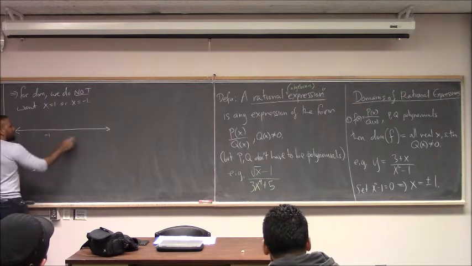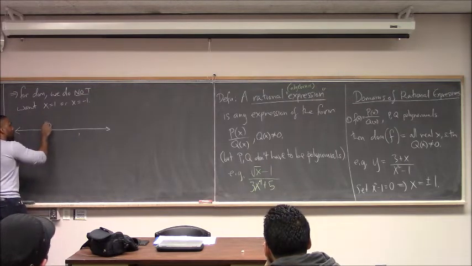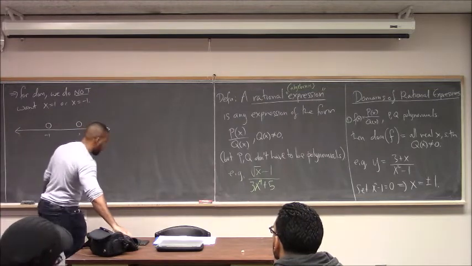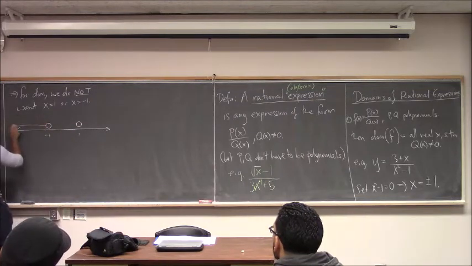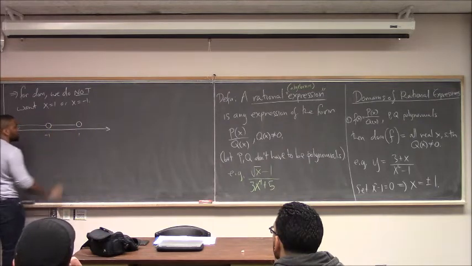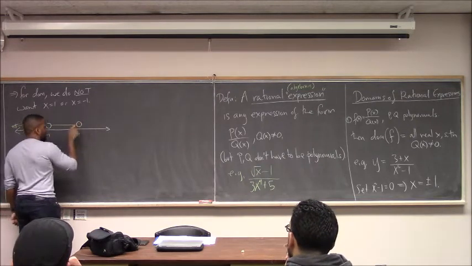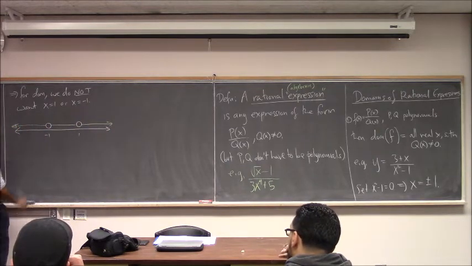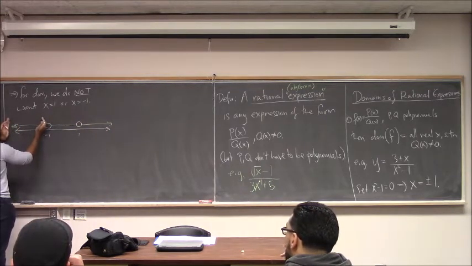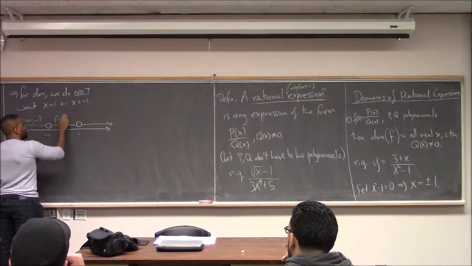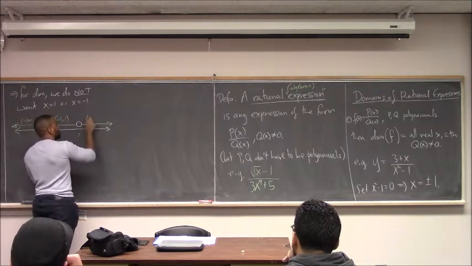So here's a minus 1, here's a 1. We know we do not want to be this, we do not want to be that, but quite literally anything else would work. Which means over here works, we can't be equal to that, but in between will also work. We can't be equal to 1, but out here would also work. So what interval is this? Negative infinity to negative 1, negative 1 to 1, 1 to infinity.